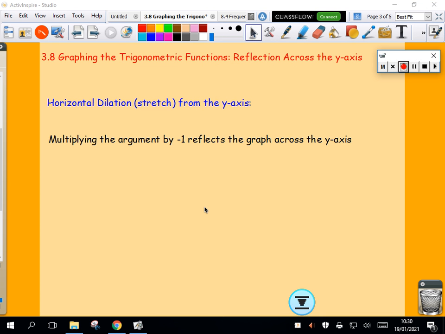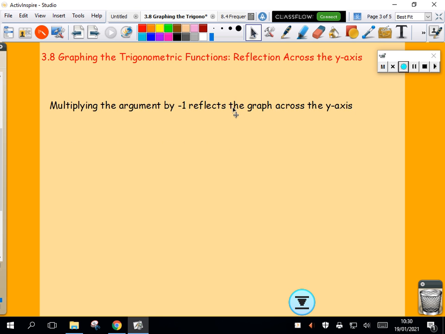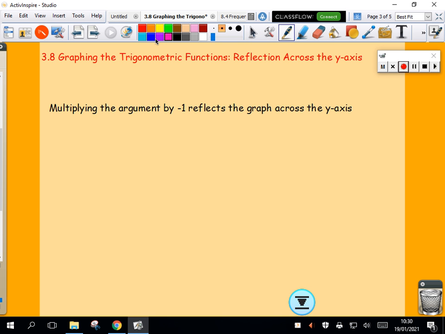Okay, in this lesson we're going to look at graphing trigonometric functions again, in this case reflection across the y-axis. And the key here, really simple: if we multiply the argument by -1, that's going to reflect the graph across the y-axis. So multiplying the argument by -1 is going to reflect the graph across the y-axis.